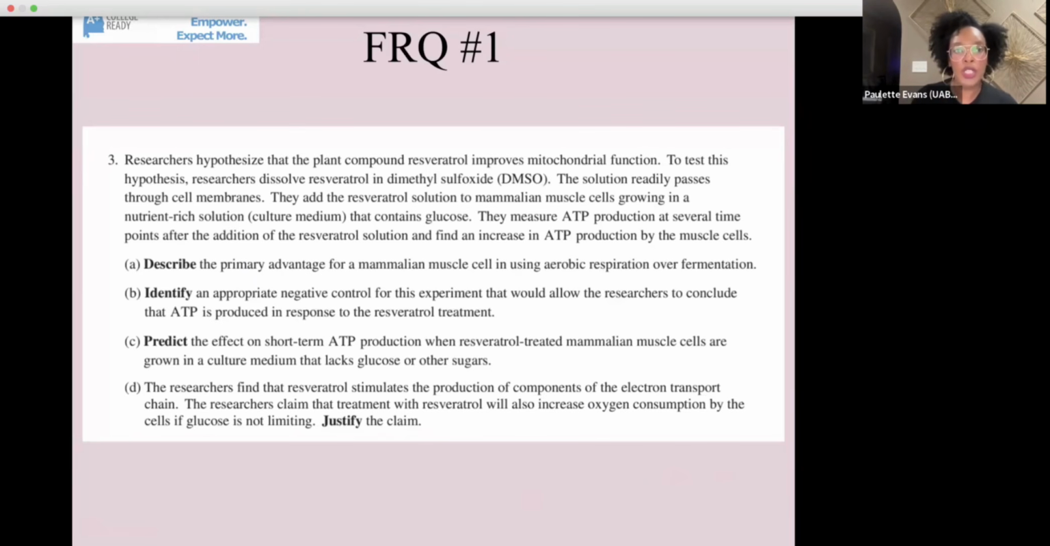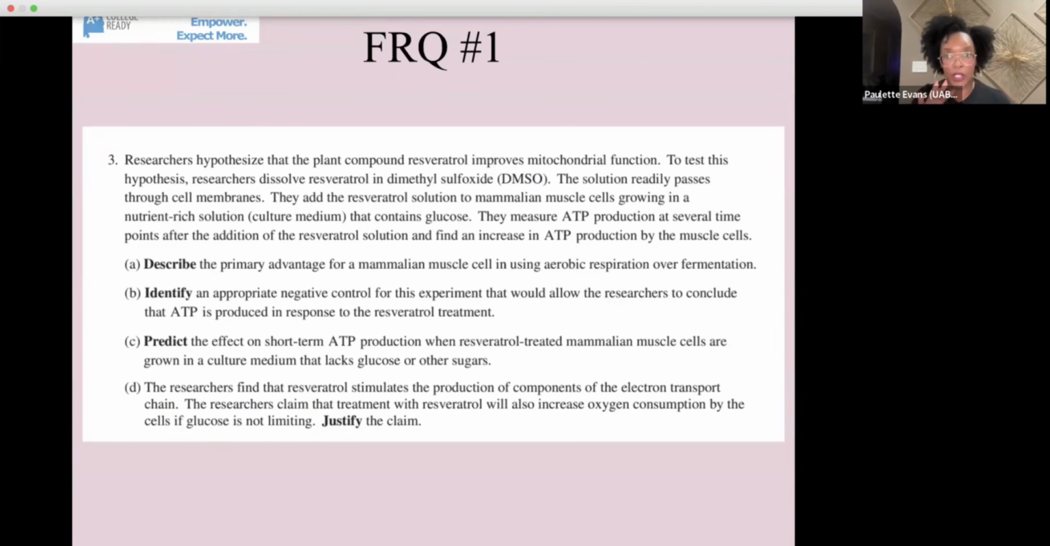Let's read this one. Researchers hypothesized that the plant compound resveratrol improves mitochondrial function. To test this hypothesis, researchers dissolve resveratrol in dimethyl sulfoxide, or DMSO. The solution readily passes through cell membranes. They add the resveratrol solution to mammalian muscle cells growing in a nutrient-rich solution or culture medium that contains glucose. Glucose is important. They measure ATP production at several time points after the addition of the resveratrol solution and find an increase in ATP production by muscle cells.